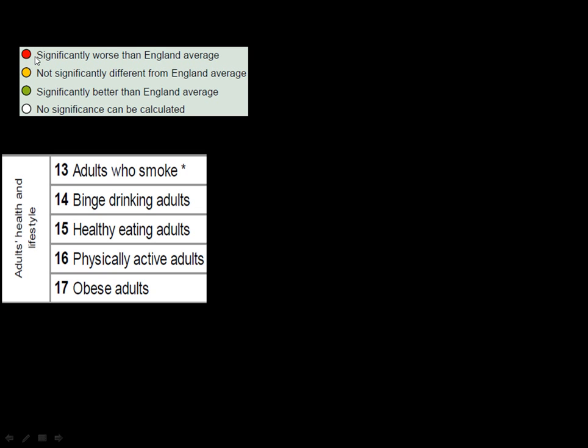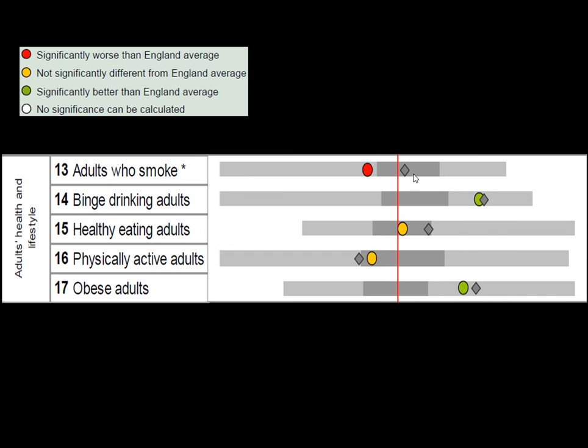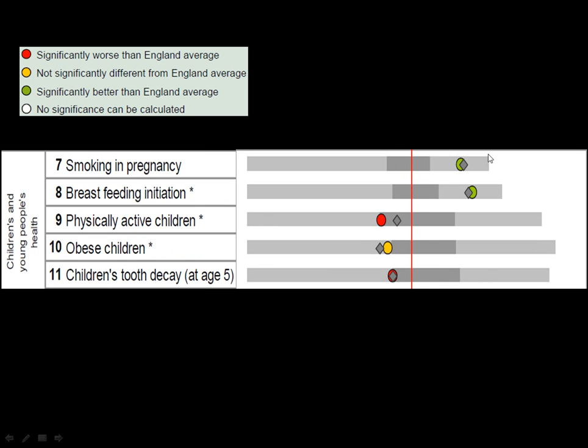And if we then look at some factors such as smoking, binge drinking, healthy eating, physical activity, and obesity, we can look at where Lewisham is compared to England, which can be significantly worse, not significantly different, better, or not possible to calculate. Unfortunately, Lewisham has a significantly worse smoking rate than the rest of England, but there is less binge drinking and no significant difference for healthy eating or activity, and there are relatively fewer obese adults.